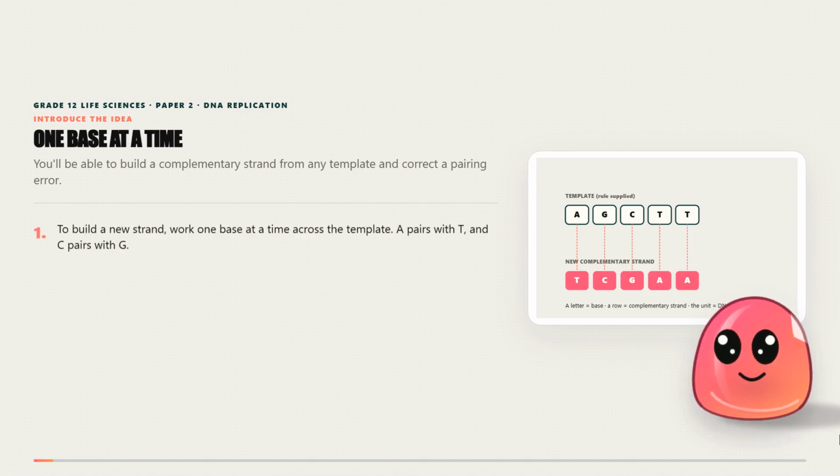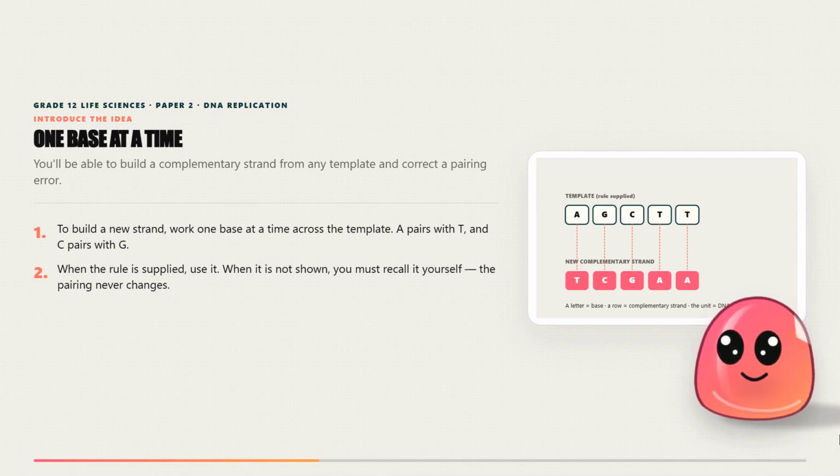Building the new strand is mechanical, and that is a good thing. Work one base at a time across the template. A pairs with T, C pairs with G. When the rule is supplied, use it. When it is hidden, recall it. The pairing never changes. One more idea: the memo checks language.